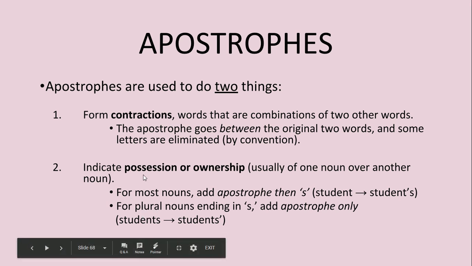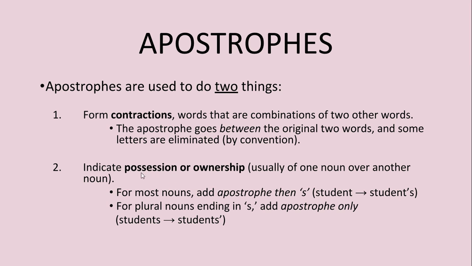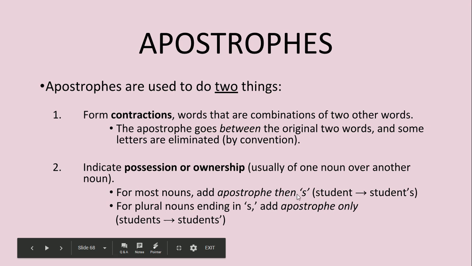Now the other one that's trickier, and the SAT is more likely going to test students on, is that you can use apostrophes to indicate possession or ownership, usually of one noun over another. So you say Skylar's pencil. It's a pencil that belongs to Skylar. Skylar has possession or ownership over the pencil. Now for most nouns, you just add an apostrophe and then an S. Student goes to students, the student's pencil.